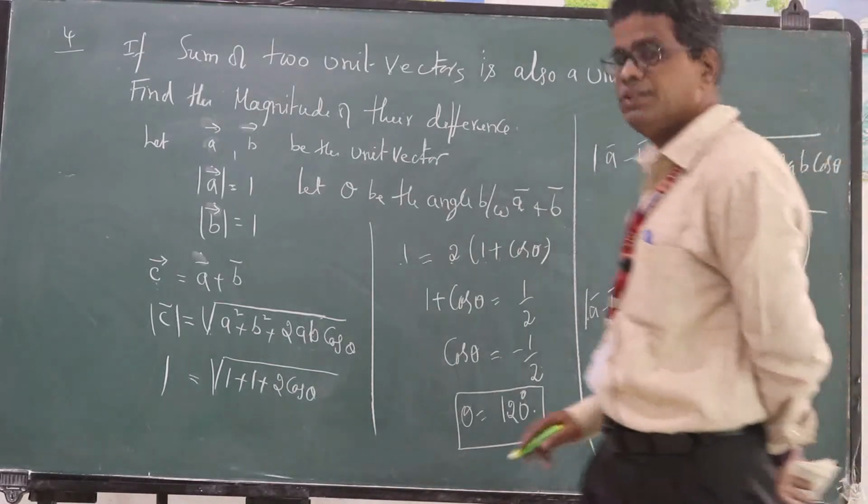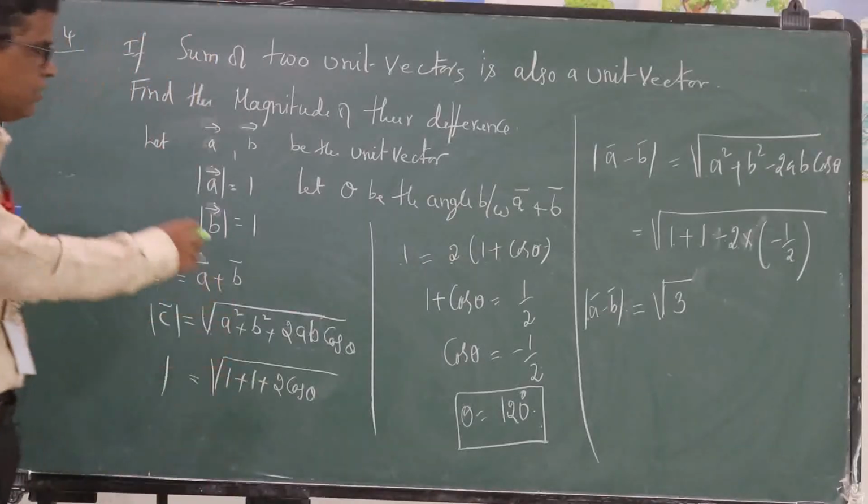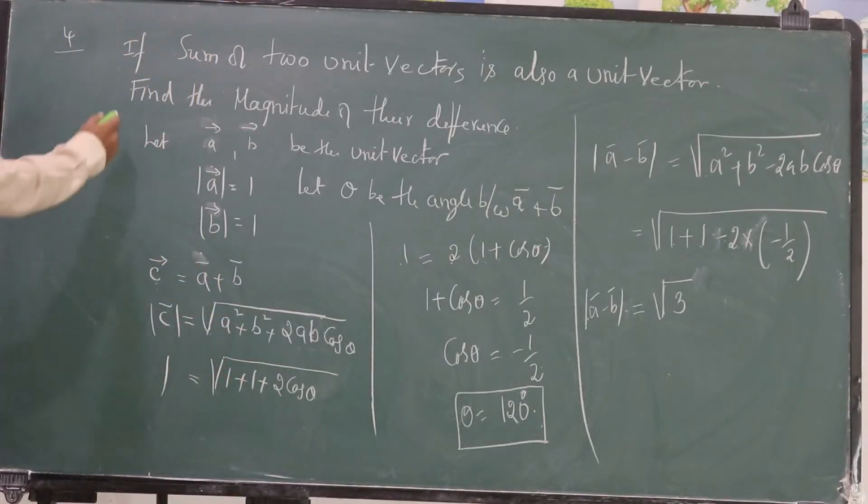So this is the answer. The magnitude of the difference between the two vectors is root 3.